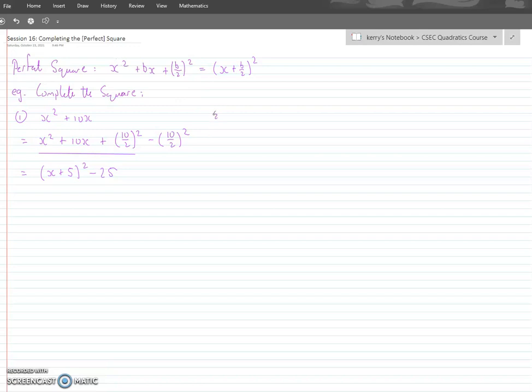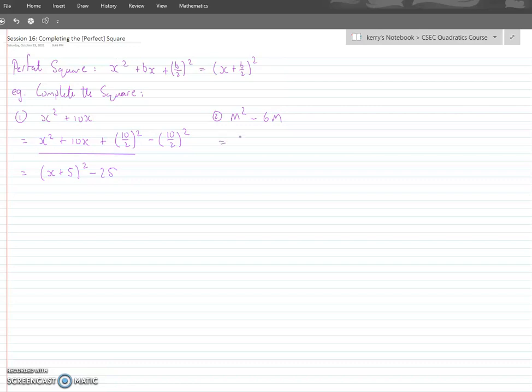Let's go with number 2. But you have to understand where this came from as well. It's not just about learning a formula. Let's go with m squared. When we say x, we mean any variable. So, m squared minus 6m.